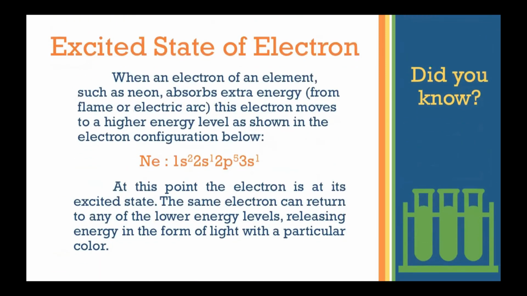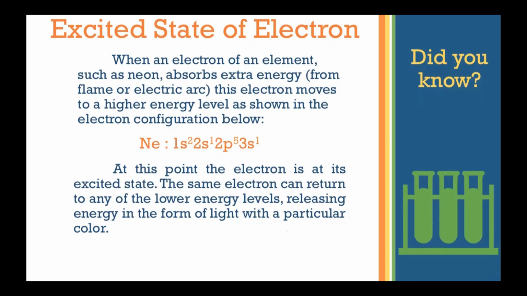Excited state of electron. When an electron of an element such as neon absorbs extra energy from the flame or electric arc, this electron moves to a higher energy level as shown in the electron configuration below. Neon 1s2, 2s1, 2p5, and 3s1. At this point, the electron is at its excited state. The same electron can return to any of the lower energy levels, releasing energy in the form of light with a particular color.